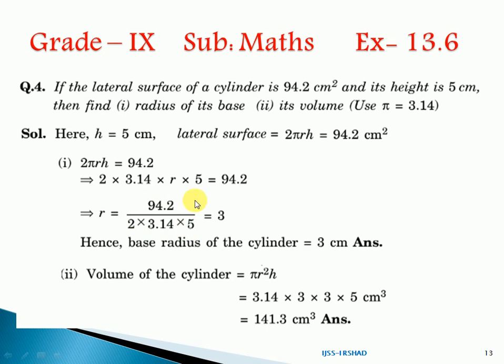You can solve this by yourself. Hope you will not face any difficulties in solving it. You will get 3. So R will be 3. So you got the base radius of the cylinder is equal to 3 centimeter.